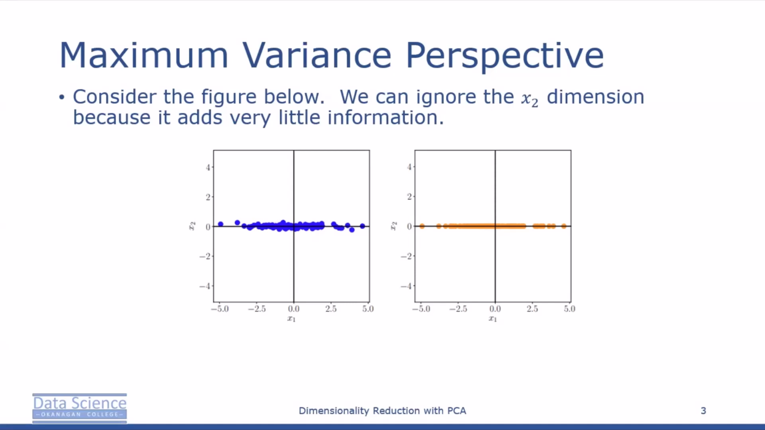We could have chosen to ignore the x1 coordinate, but then the compressed data would be very dissimilar to the original data, and the information in the data would have been lost. If we interpret information content in the data as how space-filling the data set is, then we can describe the information contained in the data by looking at the spread of the data.